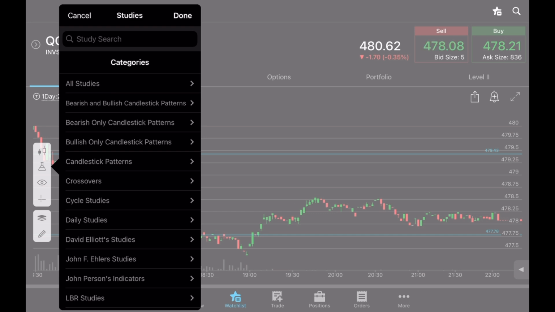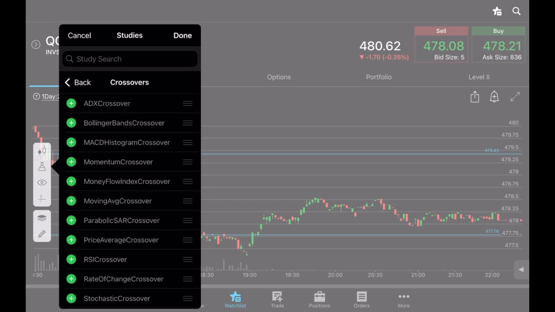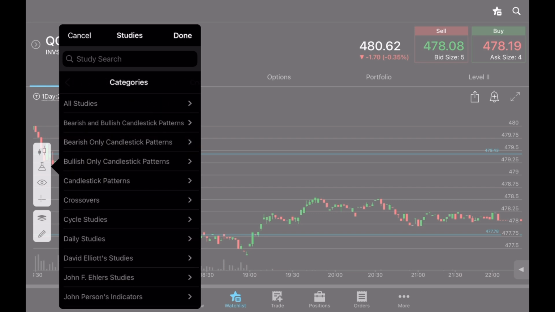Okay, so I just want to show y'all a few of them. We're going to take a look at crossovers. I'm going to click this. This is going to show you everything from the ADX to the Bollinger Bands to the MACD to the momentum to the stochastic. These can all be ones that you use. If you become comfortable, you'll usually decide to like one more than the other, or you may have a few that you like. So these are just a few for crossovers.